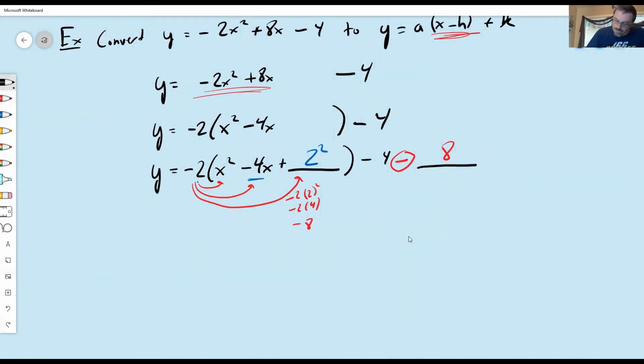So pulling it all together, minus 2 stays outside. First thing gives me an x. Middle term gives me a plus or minus, in this case minus. I have 2 squared, so it's going to be a 2. And I'm going to square it. And minus 4 minus 8 gives you minus 12.